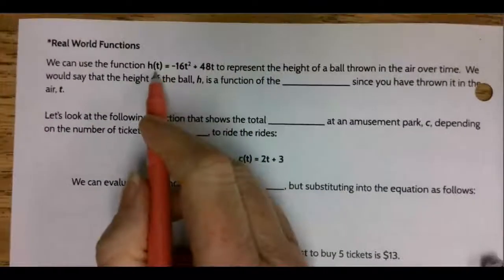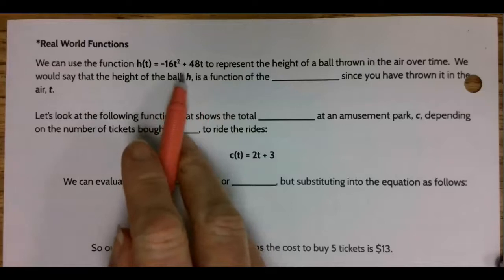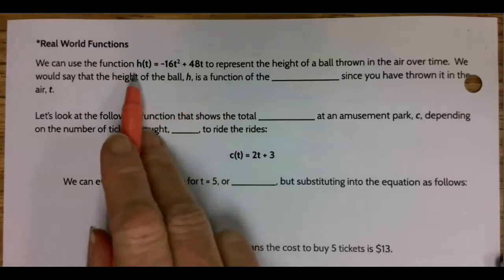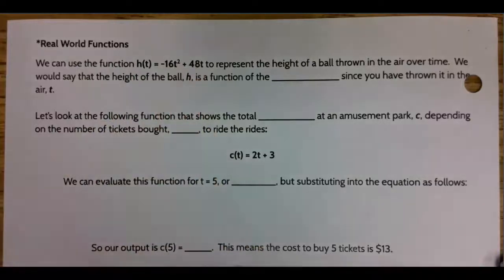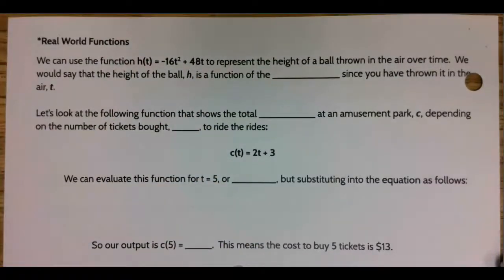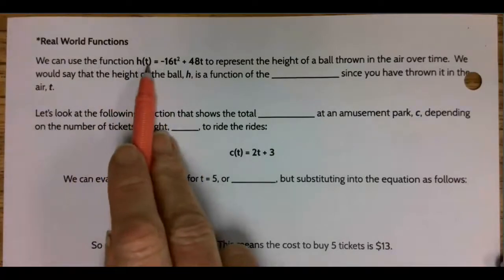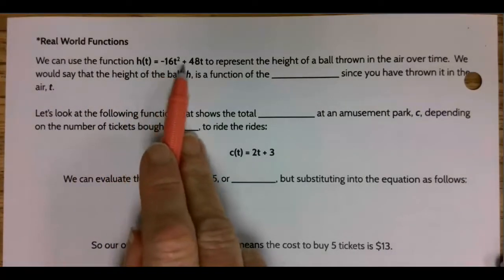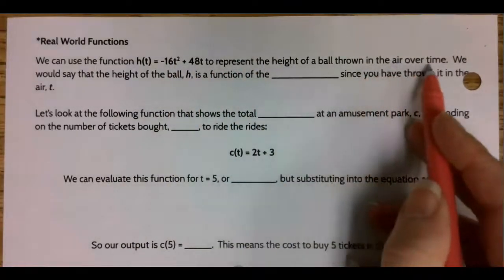Okay. Now on the back, we're going to do some real-world functions. Oh, and yes, it was h of t on the back. This is a physics problem, so when you get into physics, probably your sophomore or junior year, this is all about the height of a ball and its trajectory. We can use this function, h of t is equal to negative 16t squared plus 48t, to represent the height of a ball thrown in the air over time.